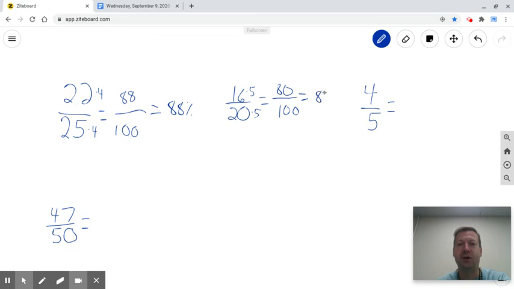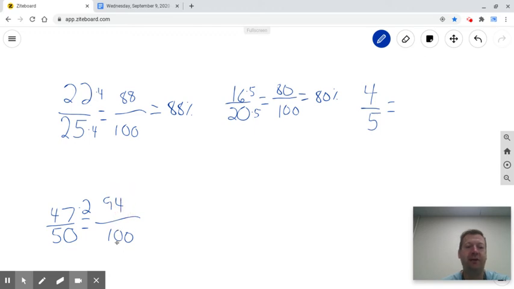I'm going to skip over this one right here to the right, the 4/5, because that's going to be for a later moment. And then down here, to jump from 50 to 100, that's pretty simple. I just needed to multiply by 2. That means on the top, I need to also multiply by 2. And I want to take 47 times 2. And when I do that, I get 94, I believe. 7 times 2 is 14. 2 times 4 is 8 plus 1. So I get 94. And that would give me 94% because I have 94 hundredths.